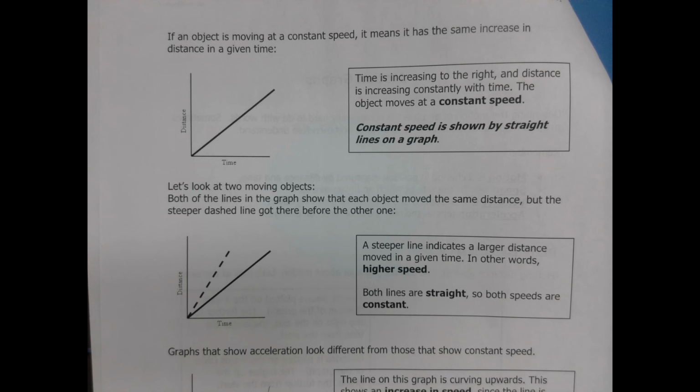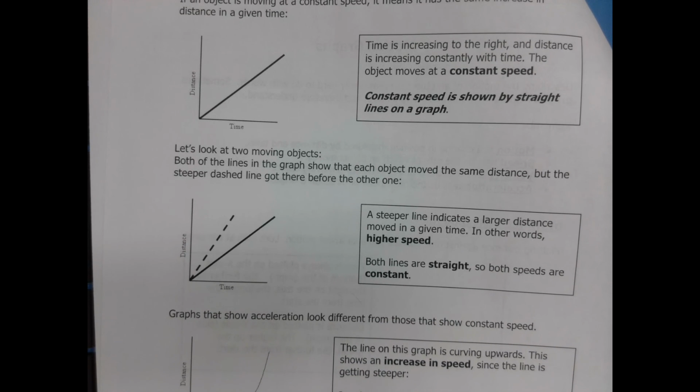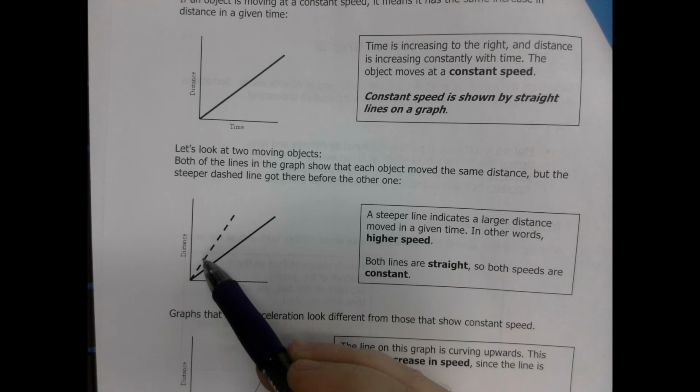Look at the two moving objects. Both of the lines in the graph show that each object is moving the same distance, but the steeper dashed line got there before the other one. So a steeper line indicates a larger distance moved in a given time. In other words, it has a higher speed. Both lines are straight, so the speed will be constant. If the line is steeper, it means it's moving at a faster speed.